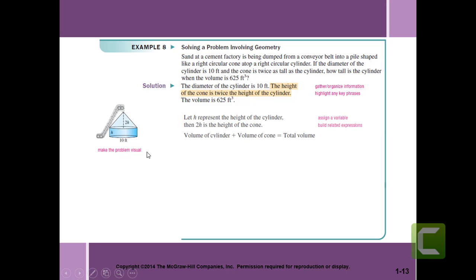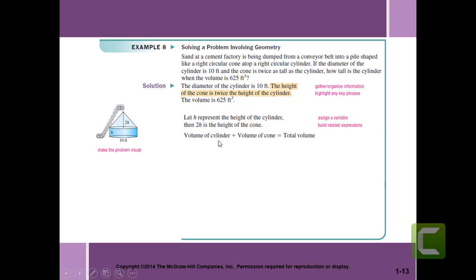Okay. Now, again, we're going to let h represent the height of the cylinder, and we're going to let 2h represent the height of the cone. And what do we know? We know that the volume of the cylinder plus the volume of the cone equals what? The total volume, which is 625 cubic feet.